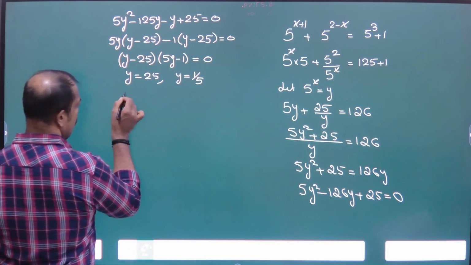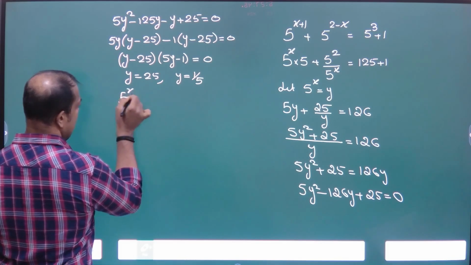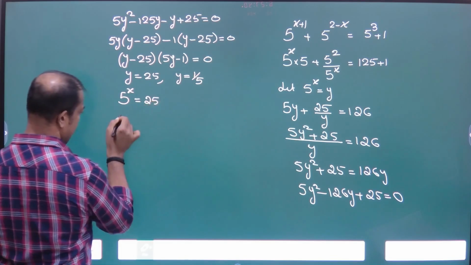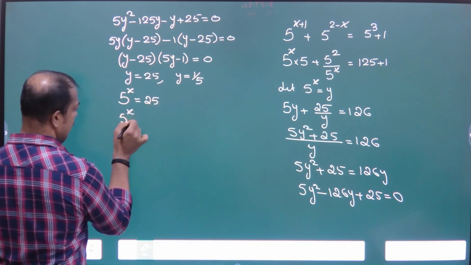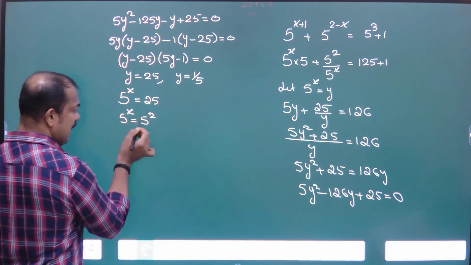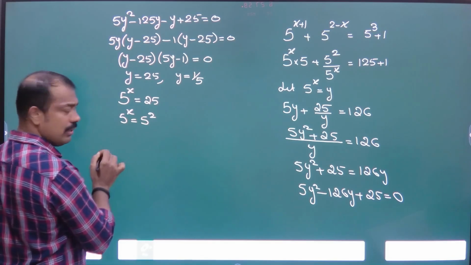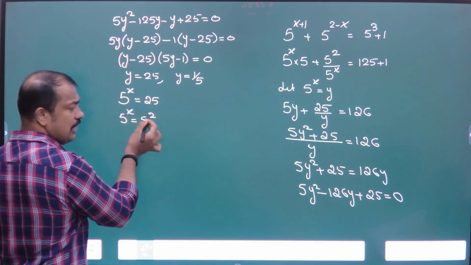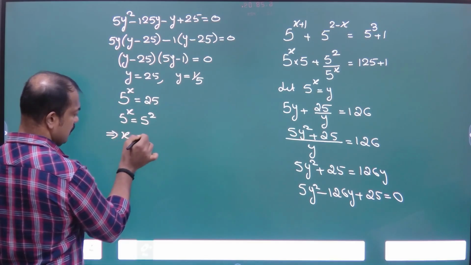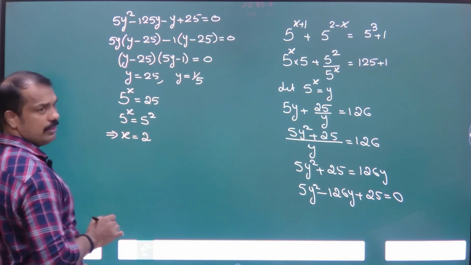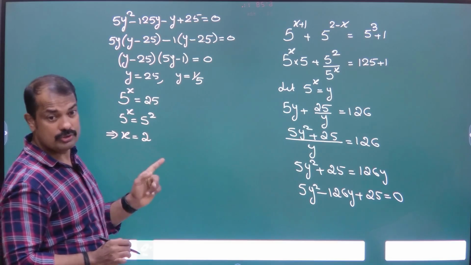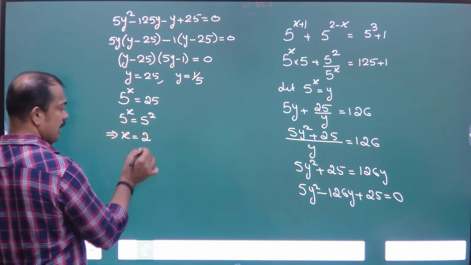So y, 5 raised to power x equal to 25. 5 raised to power x equal to 5 square. If bases are equal, exponents are also equal. Implies x equal to 2. By using that, x equal to 2.